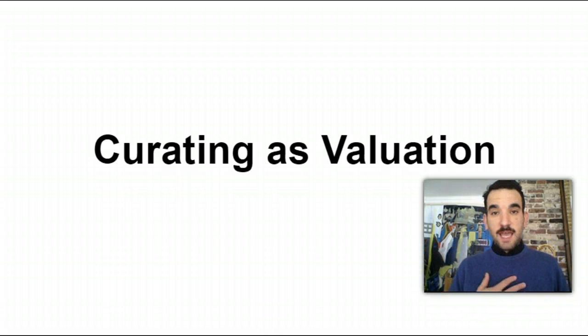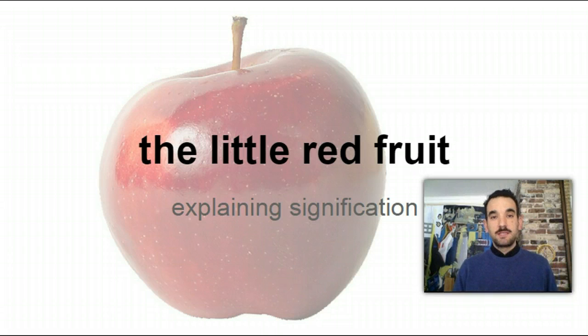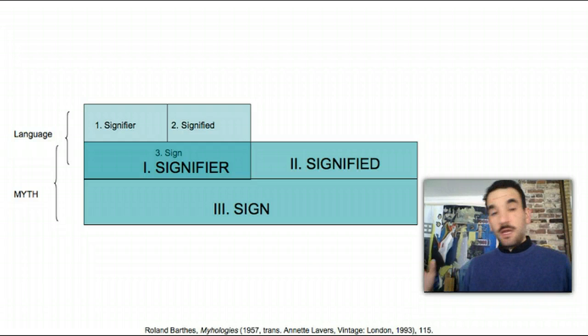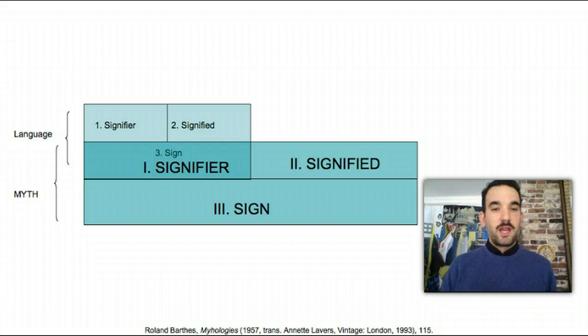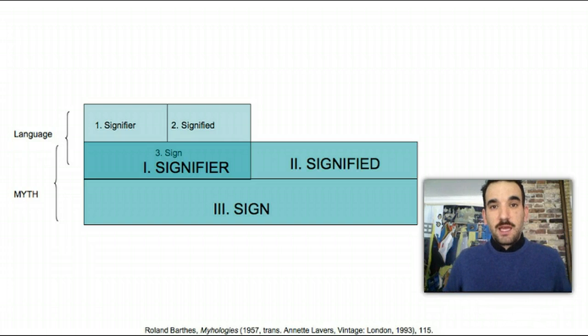So the example that I use is the little red fruit. And this is a lesson on explaining signification. In Roland Barthes' Myth Today, which has been assigned reading at some point from me to you, I hope you remember this specific thing. I've talked about this before, but I just want to run through it again because I've made these nice new infographics and why not share them with you. So ultimately, what we're talking about right now is how things accrue meaning. And this entire course is going to be asking that question.